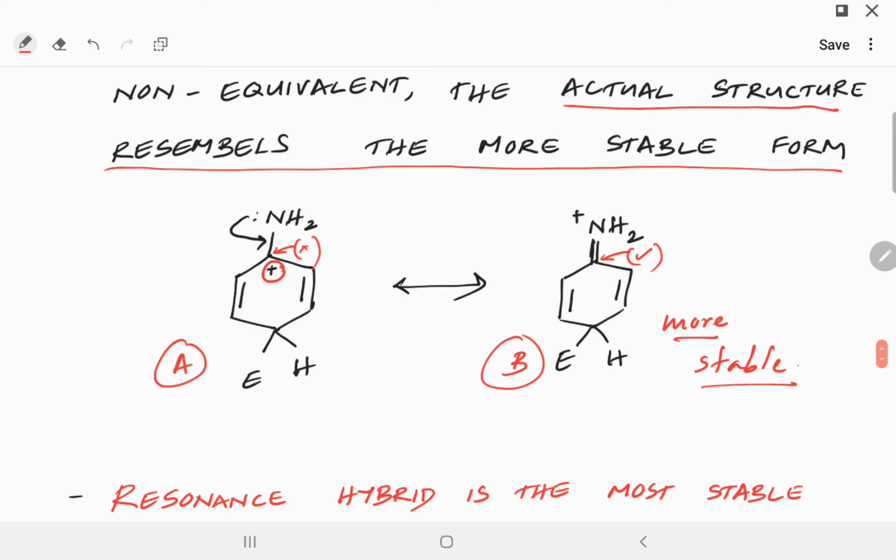So when you have two non-equivalent resonance structures, the actual structure usually resembles the most stable resonance structure. In this case, it is B. And of course, the resonance hybrid is the most stable out of all the resonance structures. Okay, so the average resonance structure, the resonance hybrid, will be the most stable out of all the resonance structures.